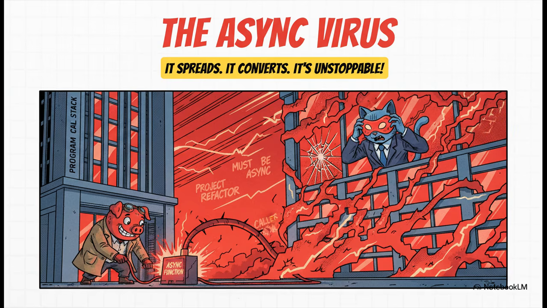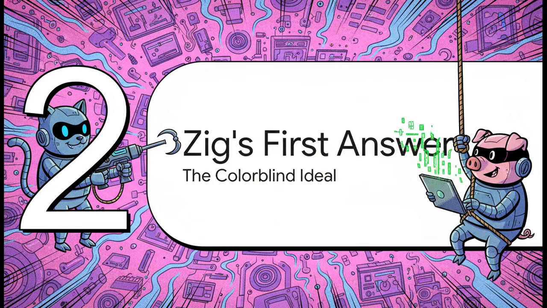And this is where you really start to feel the pain. People describe it as a virus for a reason. The second you decide one little function needs to be async, that color has to spread. The function that calls it has to become async too. And the one that calls that one, yup, also async. It just keeps going all the way up the call stack. A single tiny change can literally force you to refactor huge chunks of your project. It's a massive headache. So, facing this problem, Zig came out with its first attempt at a solution.